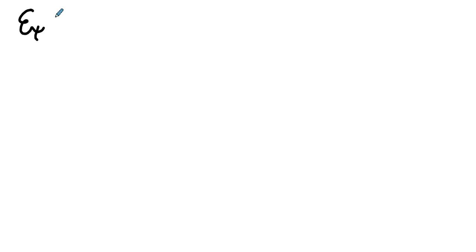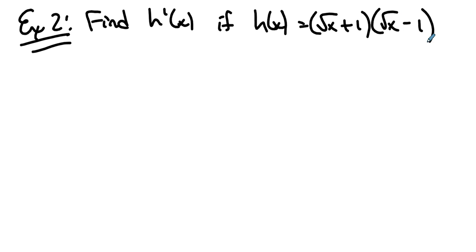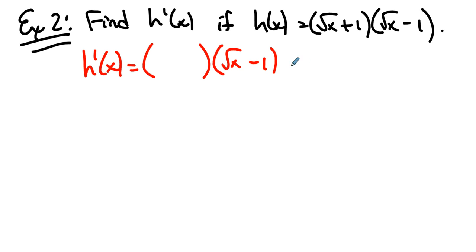Example 2. Find h prime of x if h of x is the square root of x plus 1 times the square root of x minus 1. This is a product rule opportunity. The product rule is 1 prime 2 plus 2 prime 1, right? It's the derivative of the first times the second plus the first times the derivative of the second.